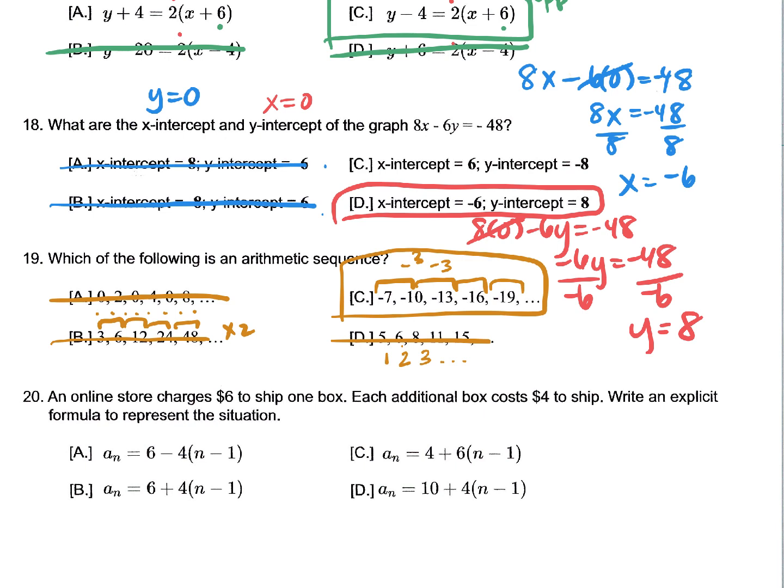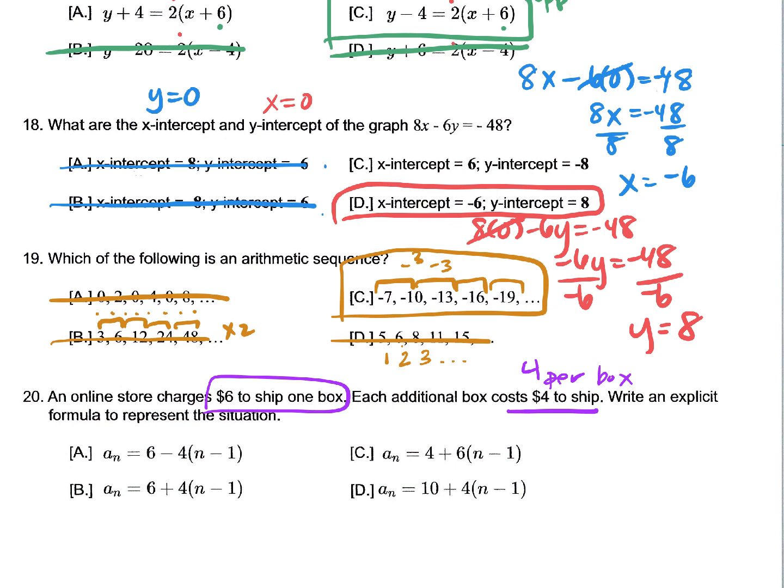Number 20 is using words to figure out what an equation would be. An online store charges $6 to ship one box, so that's the starting value. Each additional box costs $4 to ship. So this is $4 extra per box. This is very similar to the slope. This is the change in the numbers. It asks for an explicit formula to represent the situation.